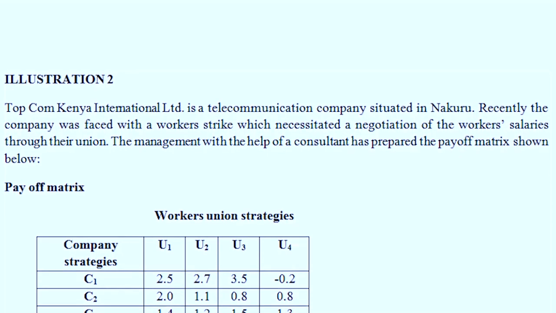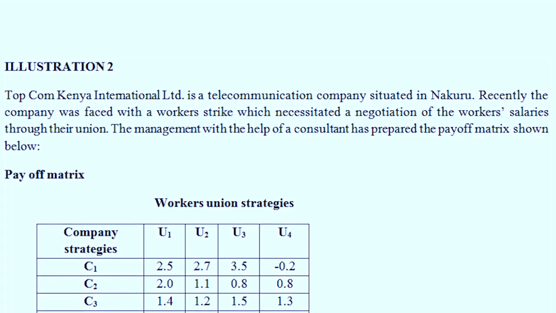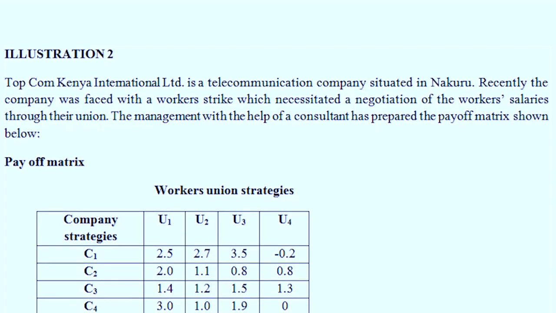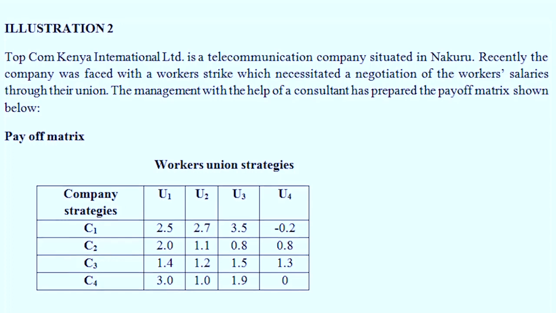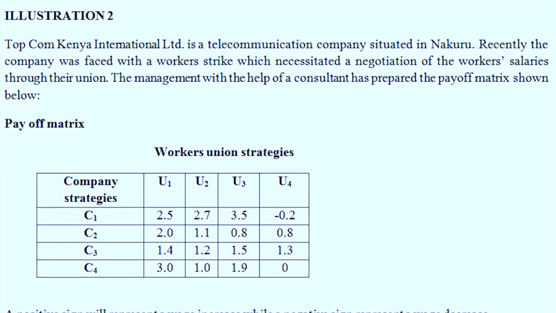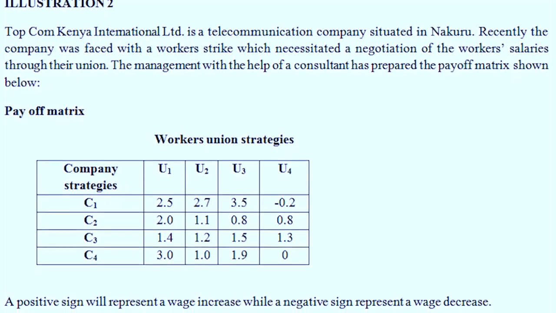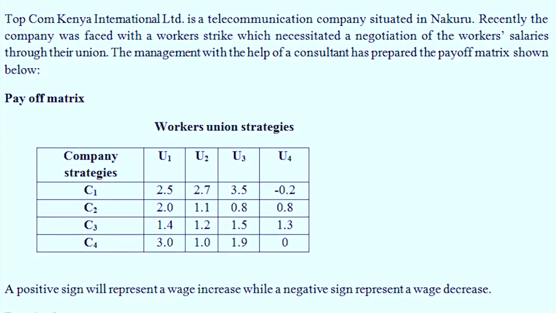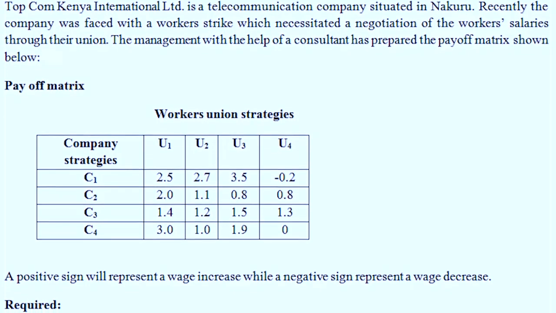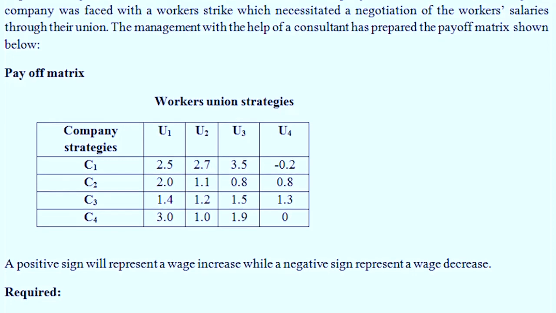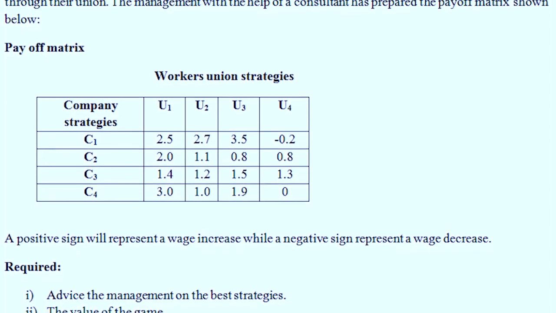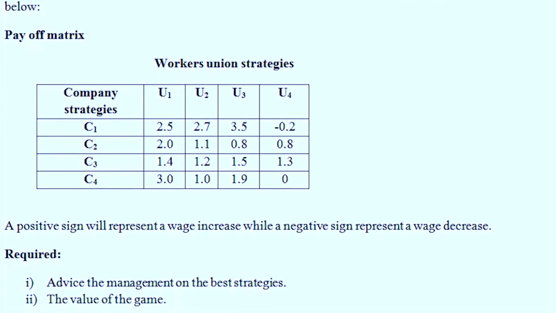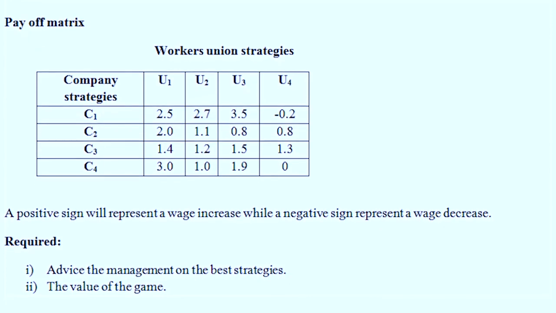There is a payoff matrix, workers' union strategies. We have U1, U2, U3, and U4. And you have the company strategies C1, C2, C3, and C4. Then the payoffs are indicated there. I'm going to read them across. Positive 2.5, positive 2.7, positive 3.5, and negative 0.2 respectively.